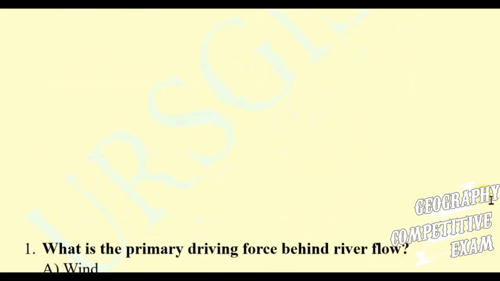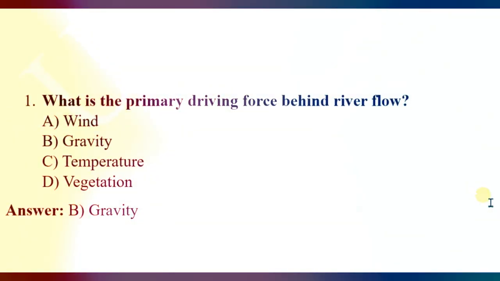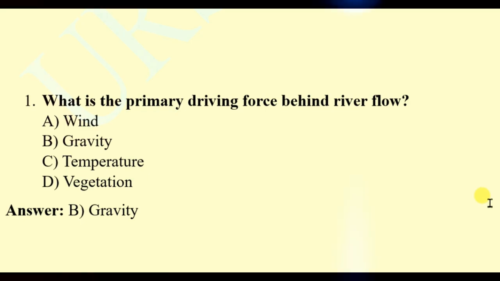Let's start. The first question: what is the primary driving force behind river flow? Wind, gravity, temperature, vegetation. Here the right answer will be gravity. Means the gravitational force is the primary force of river flow.